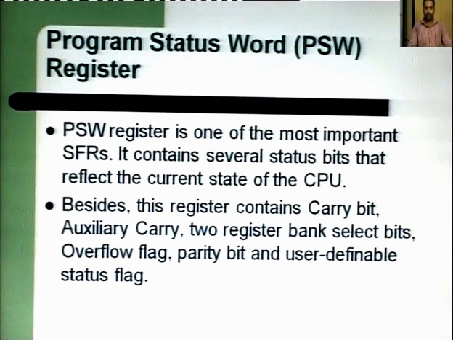This register contains several status bits that reflect the current status of the CPU. These bits are the carry bit, the auxiliary carry, 2 register bank select bits used to select register banks, 1 bit used as an overflow flag, the parity bit, and some user definable status bits.